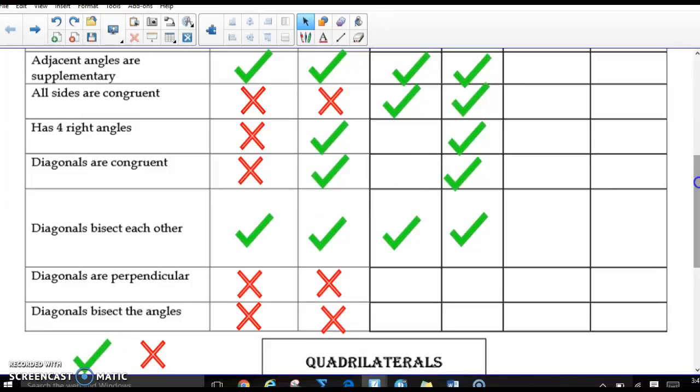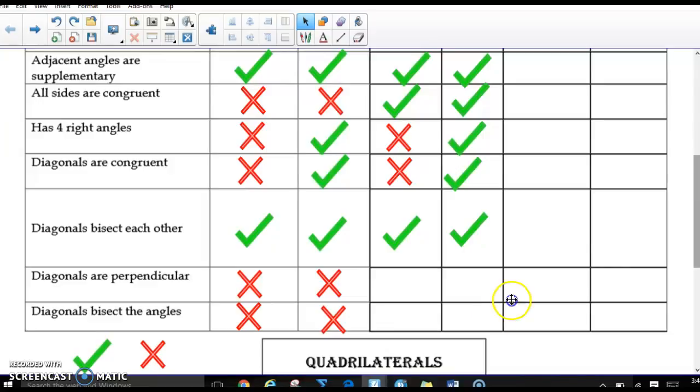A rhombus does not have 4 right angles, but we already have that the square does, because anything true for the rectangle was true for the square. Something that will not be true in a rhombus: the diagonals will not be congruent. We'll talk about that a little later.